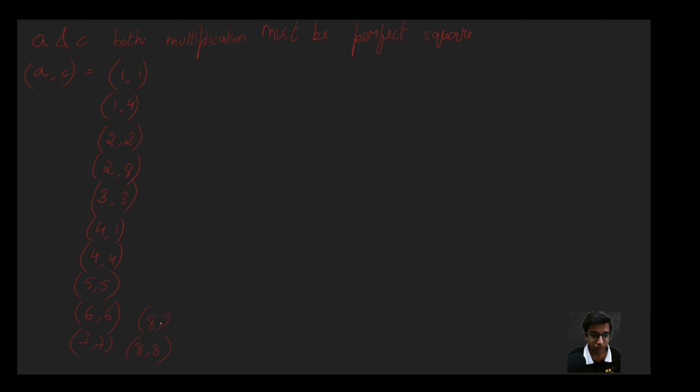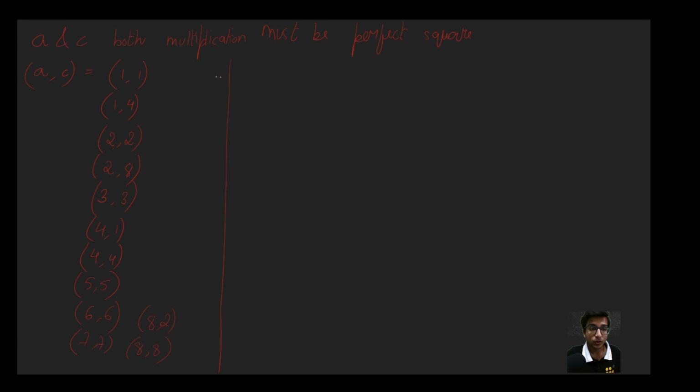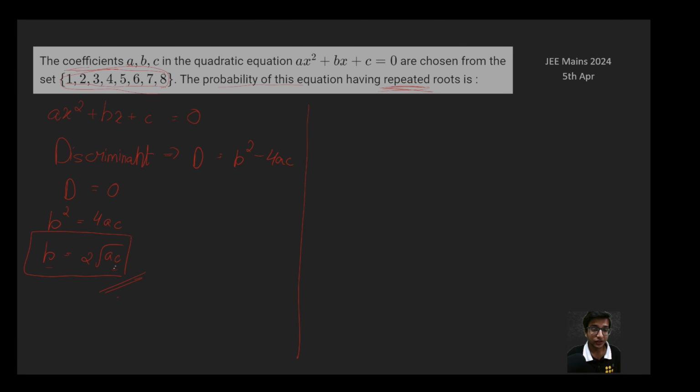Sorry, 8 comma 2 would also satisfy. So from here we've gotten 1, 2, 3, 4, 5, 6, 7, 8, 9, 10, 11, 12 values of A and C that can be a perfect square. Now once these are perfect square, I hope you all remember, we have to find out the multiplication with 2 as well. Its root is multiplied by 2 as well, or we can simply say that A and C is multiplied by 4.